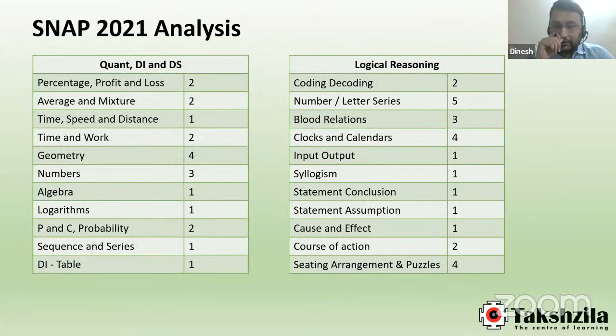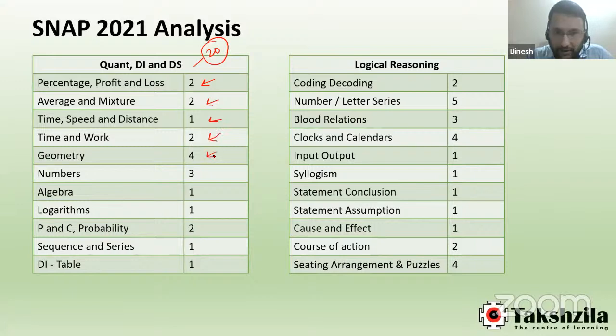After that, the topic-wise distribution of questions, everyone. Quant DI and DS, total 20 questions are there. Out of these 20 questions, the distribution was like this. The major focus was on the arithmetic section. There are 2 questions from percentage, profit and loss, 2 from average and mixture, 1 from time, speed, distance, then 2 from time and work.